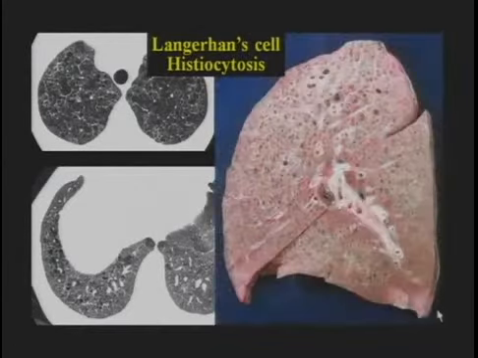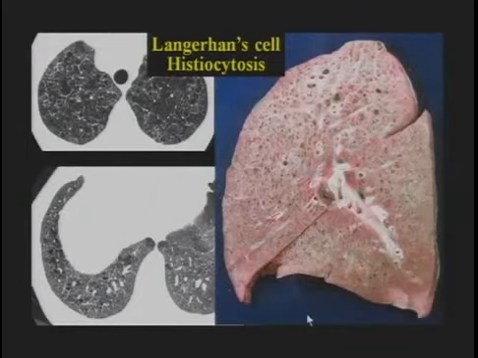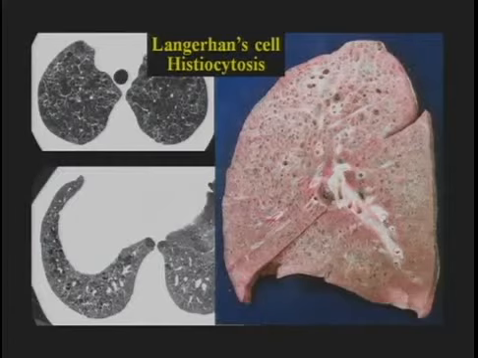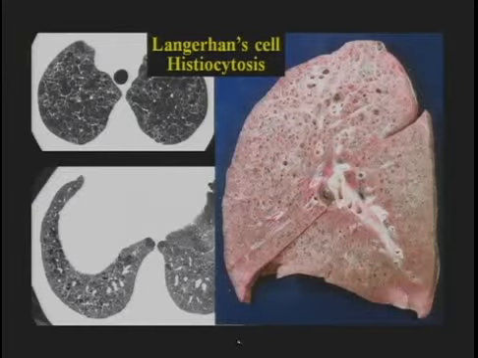Langerhans cell histiocytosis. And this is this patient's lung, removed at lung transplantation, and you can see that there are numerous cysts in the upper lobes. Cysts predominate in size and number compared to the lower lobe.